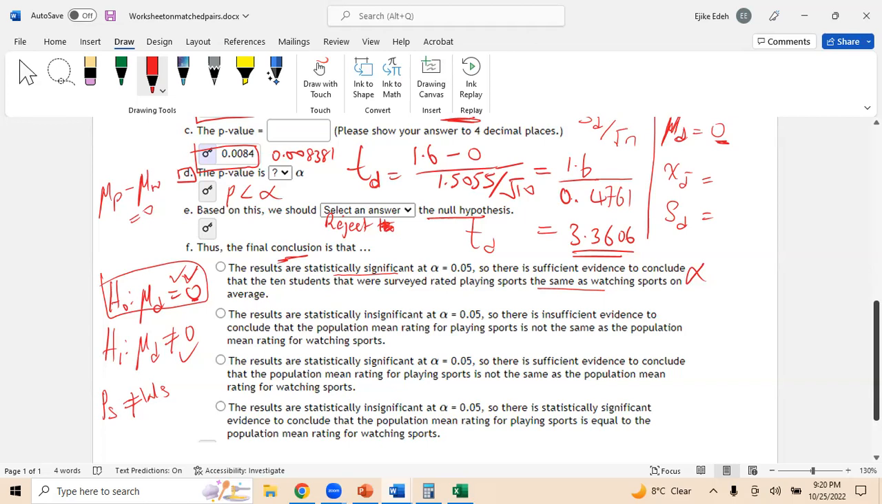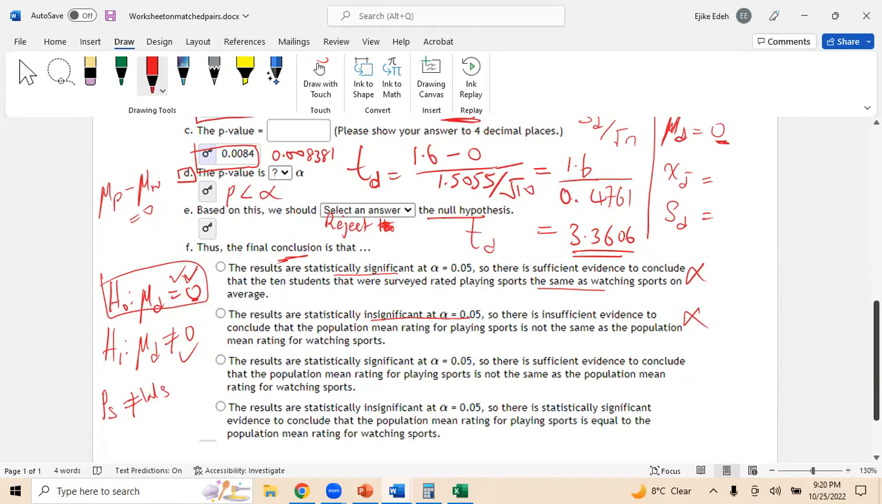Let's look at the second one. It says the results are statistically insignificant. That stops us there. That makes it wrong, because we rejected the null, it means the result is significant. So from this point, we can stop here. This is wrong also. We go to the next one.